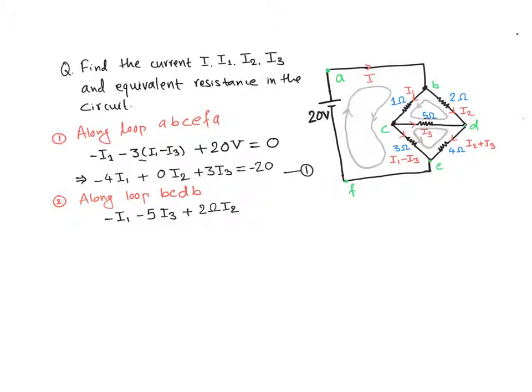Let's not write ohm here. We'll take care of the unit later. So positive 2 I sub 2, which equals 0. Let's rearrange this equation in standard form. Negative I sub 1 plus 2 times I sub 2 minus 5 I sub 3 equals 0. This is equation 2.